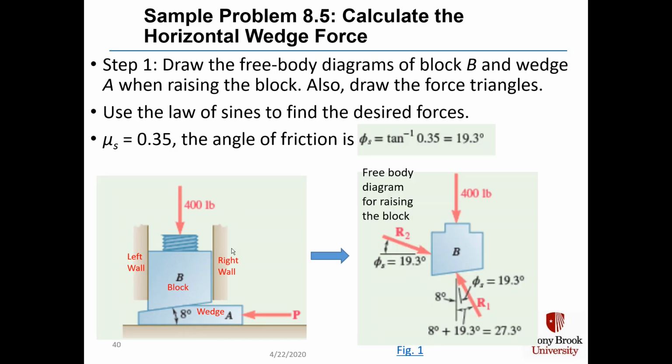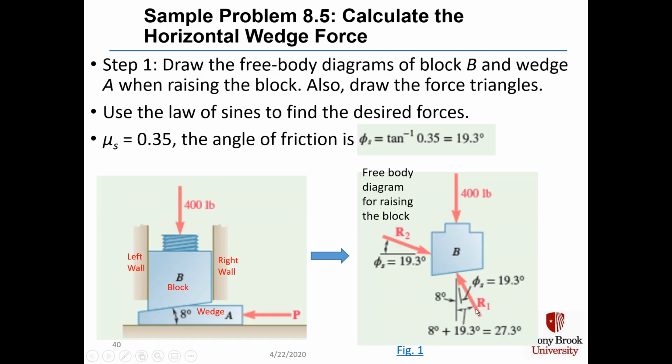Step 1, we draw the free body diagrams of block B and wedge A when raising the block. We're also going to draw the force triangles. Here we see the free body diagram for raising the block. We'll be able to use the law of sines to find the desired forces. Because mu sub s equals 0.35, the angle of friction is the inverse tangent of 0.35, which is 19.3 degrees. R2, the resultant for the left wall, is drawn at an angle of 19.3 degrees relative to the horizontal, because that's the friction angle.